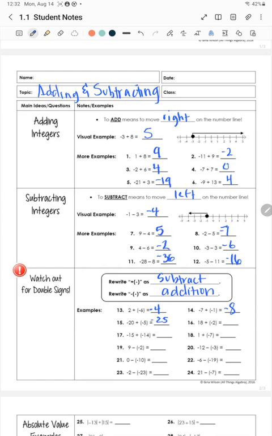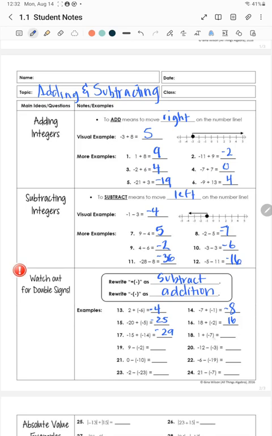Number 16, we see a plus negative, that means that we subtract. So 2 subtracted from 18 is 16, and the 18 is bigger, so we keep the positive sign. Number 17 is 2 negatives, so I add. This would be negative 29.